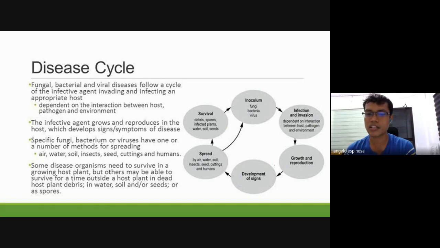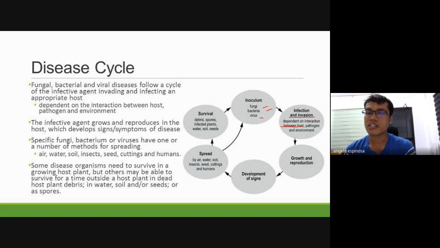Wait. Saan tayo mag-start? Sa inoculum pala tayo. Sorry. Sa inoculum tayo, it's either fungi, bacteria, or virus. Okay? And then, it will infect the plants, so dependent on interaction between the host. Depende sa host na kanilang i-infect. And then, nagkakaroon ng infection and invasion.